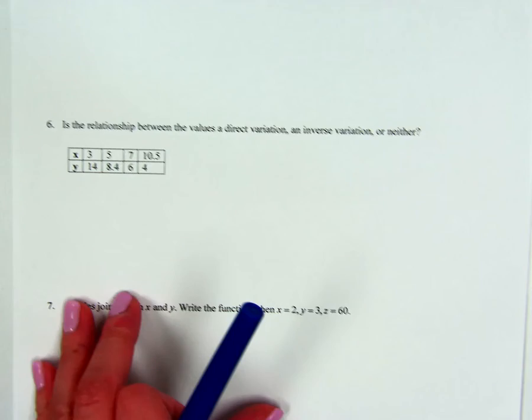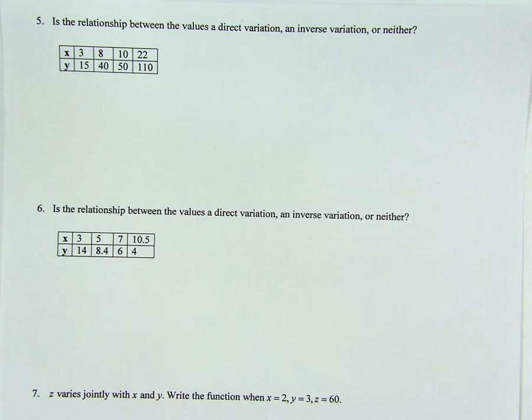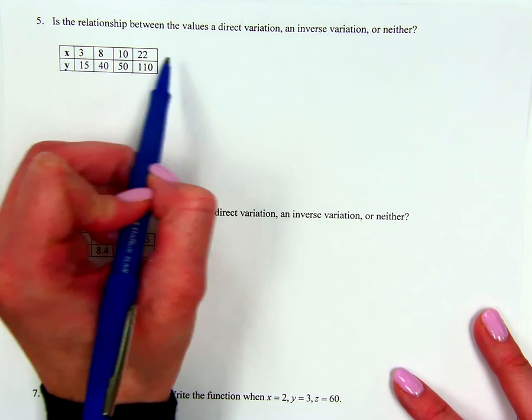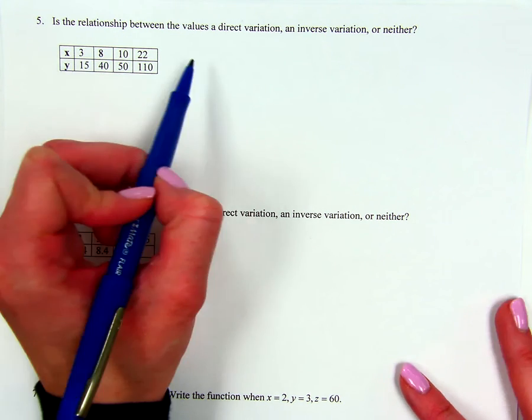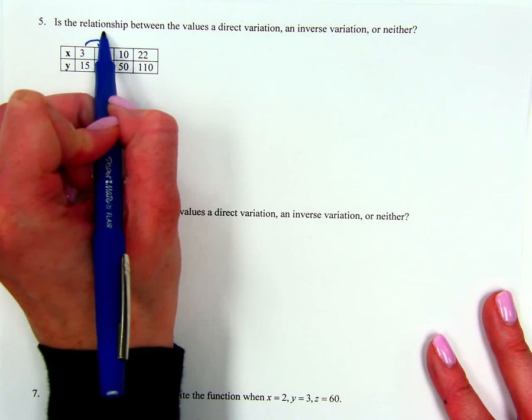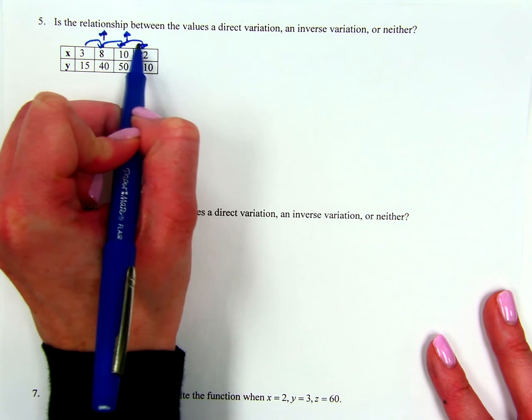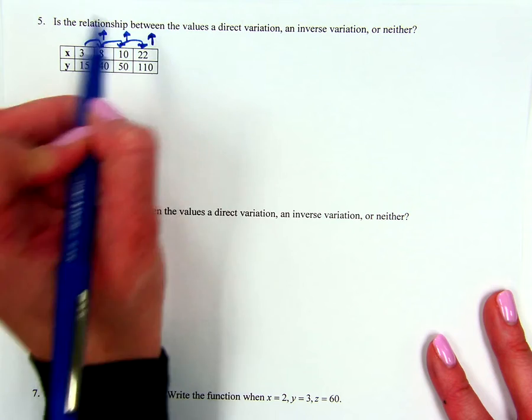All right, so let's move on to the second page here. Okay. So looking at number 5, it's asking us the relationship between the values. Are they a direct variation, an inverse variation, or neither? So you'll have your notes that you can flip back and forth to, but we would suggest that you look at the pattern through your x's and the pattern through your y's. So if you look from 3 to 8, it's increasing. From 8 to 10, increasing. And from 10 to 22, it's increasing.